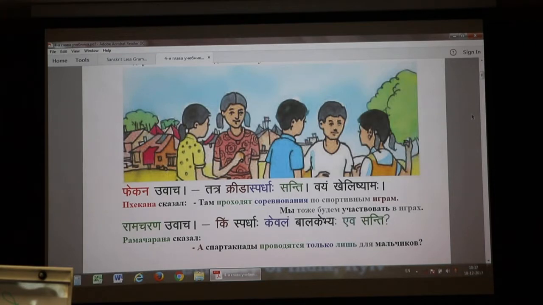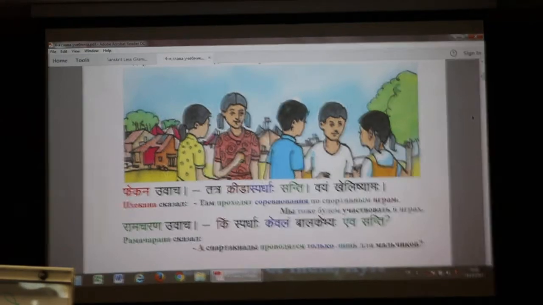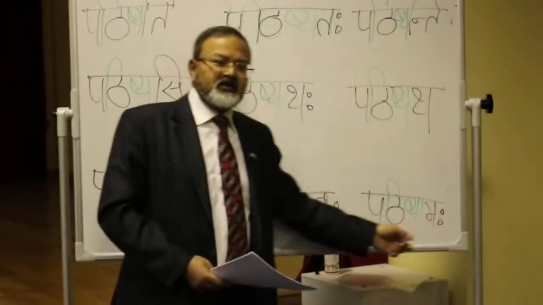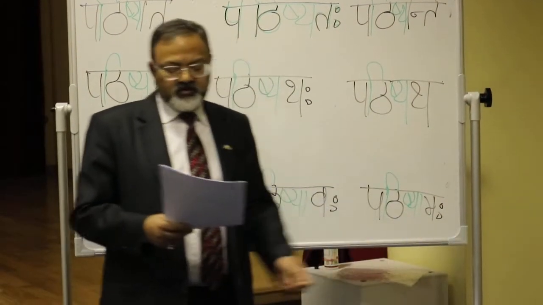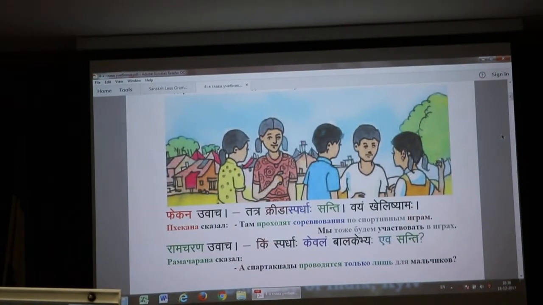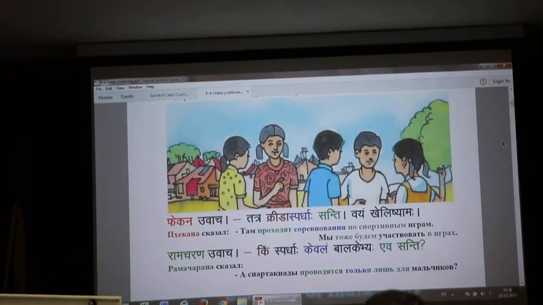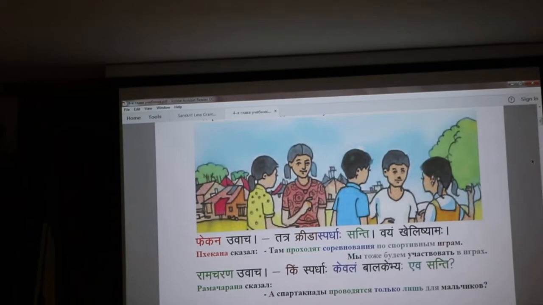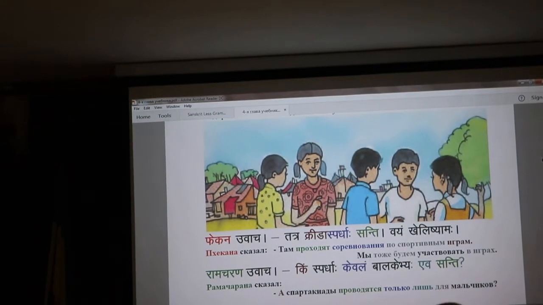Santi. Vayam khelishyamaha. Patishyamaha. Khelishyamaha. We will play. Tatra krida spardha santi. Vayam khelishyamaha. There is a sporting competition and we will play.